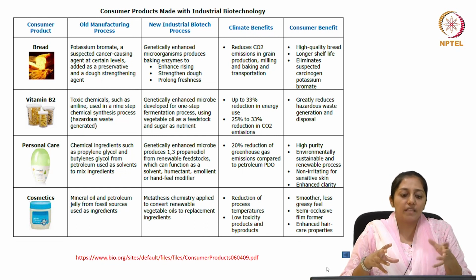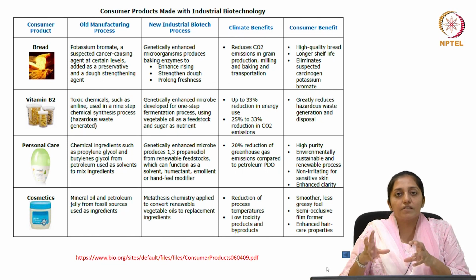Like for example, let's take bread. Now in bread, conventionally a chemical which is known to be a carcinogen, potassium bromate, used to be used as a preservative for dough strengthening. Now there are some industries which are using genetically enhanced microorganisms to produce different flavors of breads and with better quality in terms of strengthened dough, higher shelf life and high quality.